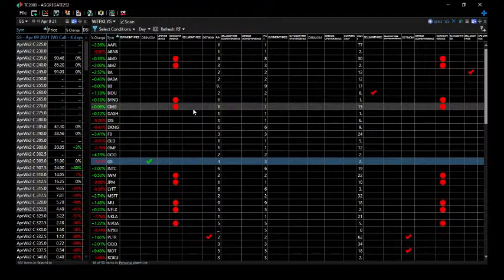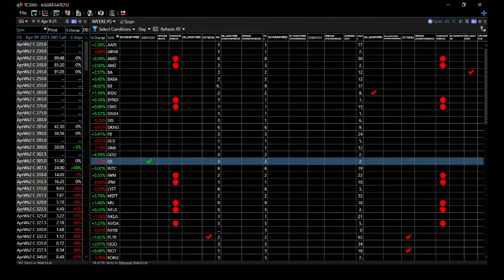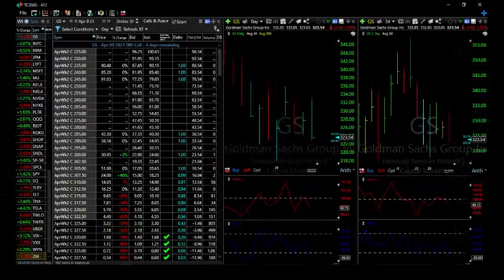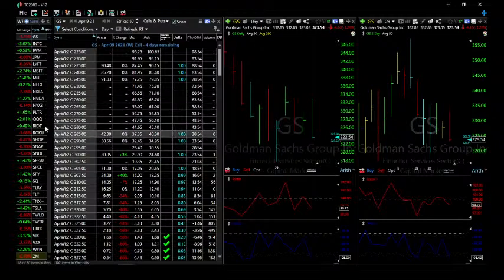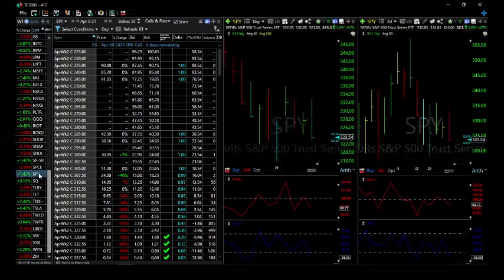That was the closing bell. It happens every day at 4 o'clock during the week. So the market is closed. But let me show you something. Even after the market closes at 4, you have stocks that are still trading.